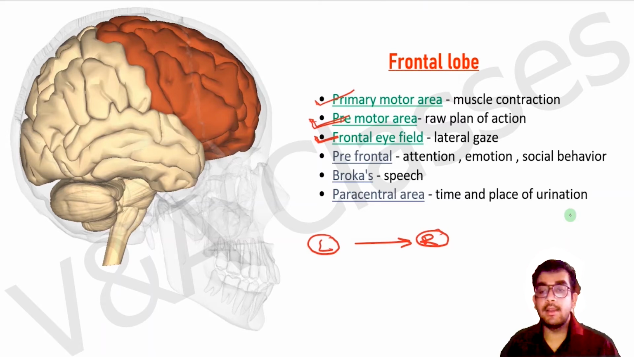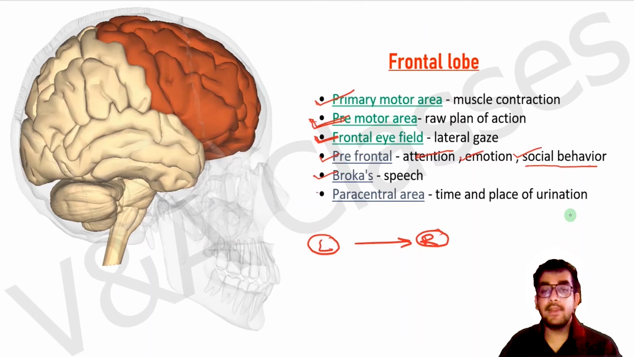The fourth area in the frontal lobe is called the prefrontal area, and it is concerned with attention, emotions, and social behavior. So, any damage in this prefrontal area will lead to abnormal social behaviors such as overeating or beating someone or using abusive language. The next area in the frontal lobe is called Broca's area, and Broca's area is concerned with speech in the human body.